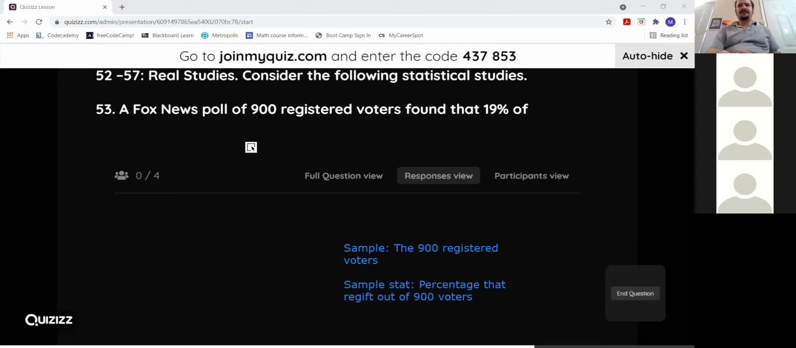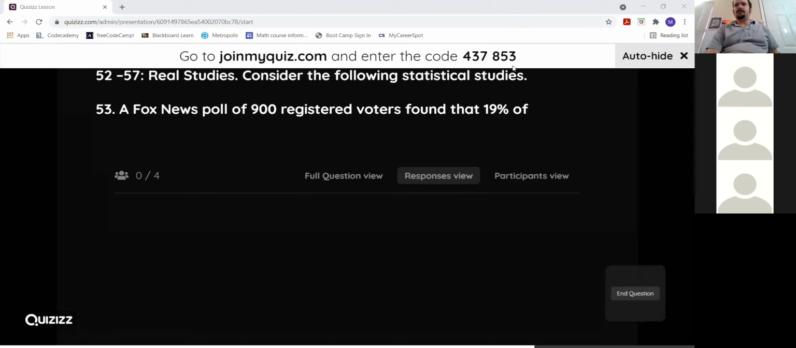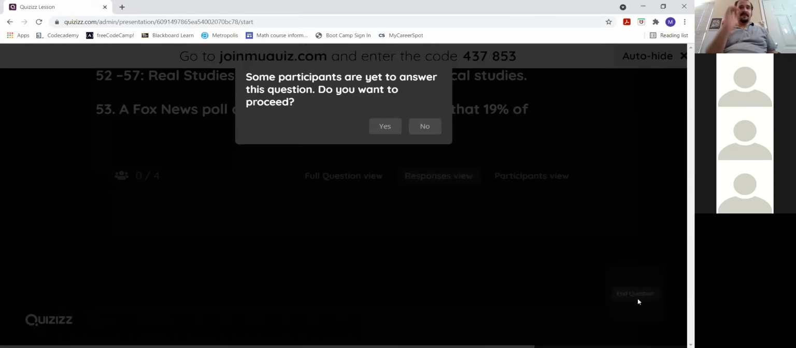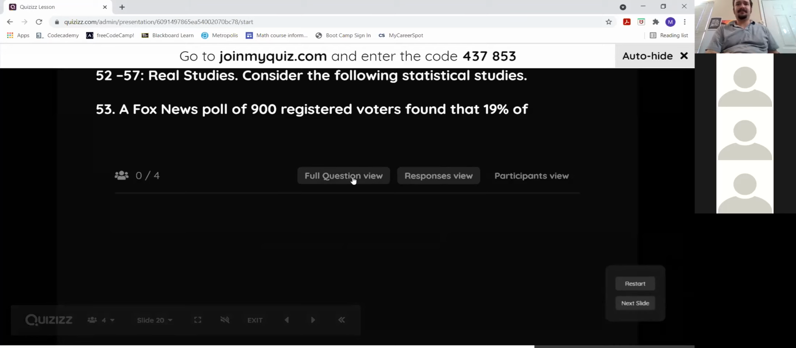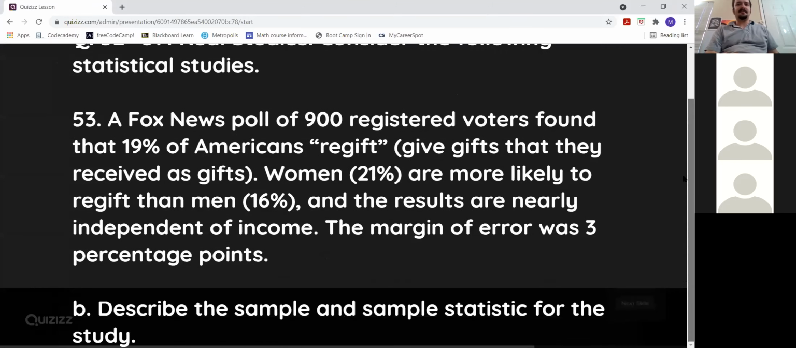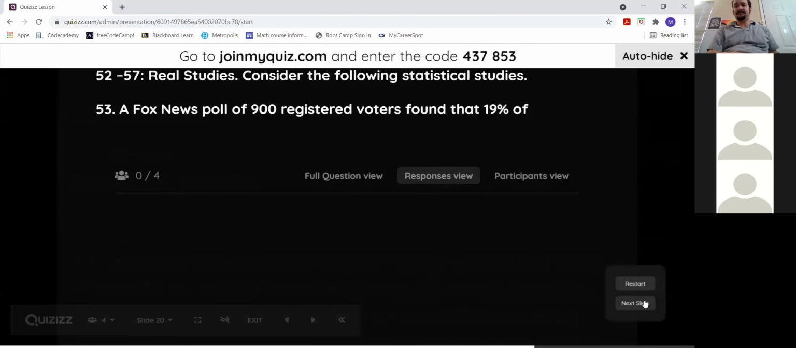And then they use some stratification, right? They stratified it by gender, divided it into male and female. That was that question. I didn't even look at the question, did I? It did say, yeah, sample and sample stat. Okay.